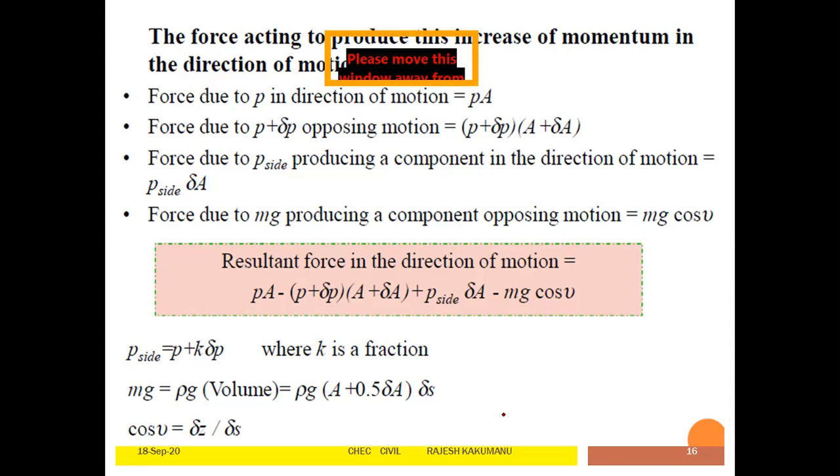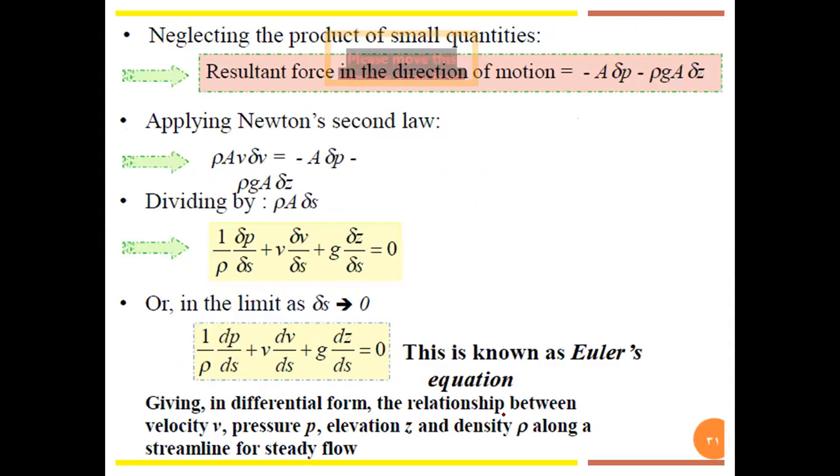Now, mg is equal to ρg times the volume, which implies ρg of (A plus 0.5 ∂A) times δS, whereas cos θ is equal to δZ, ∂Z by ∂S. Now, neglecting the small quantities, the resultant force is equal to minus A ∂P minus ρgA ∂Z.